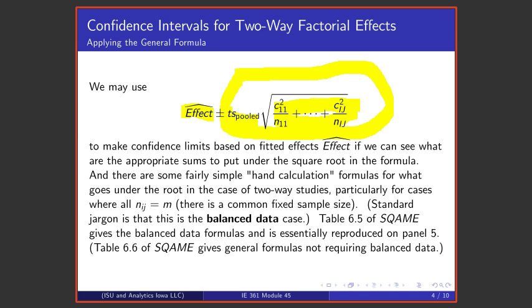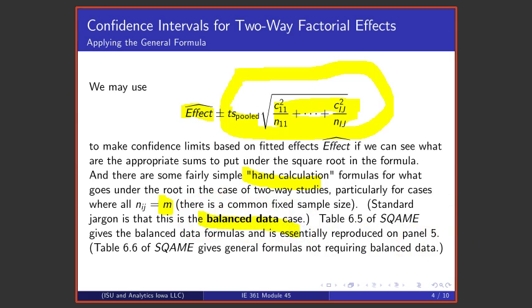Those squared coefficients over sample sizes added up, if we just knew what they were, we would know how to basically hedge the AIs and BJs and ABIJs. It turns out that there are fairly simple calculation formulas for what goes underneath that square root, at least in the case where all the sample sizes are some fixed value m. That is in the so-called balanced data case.